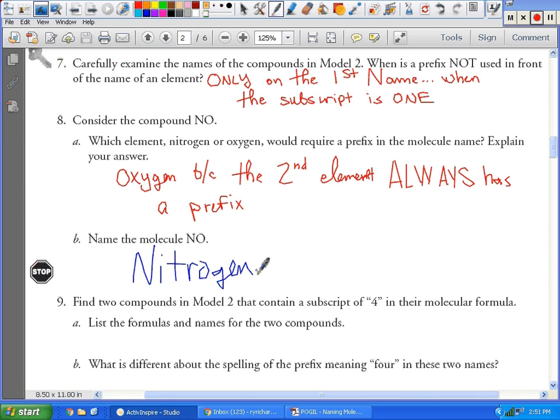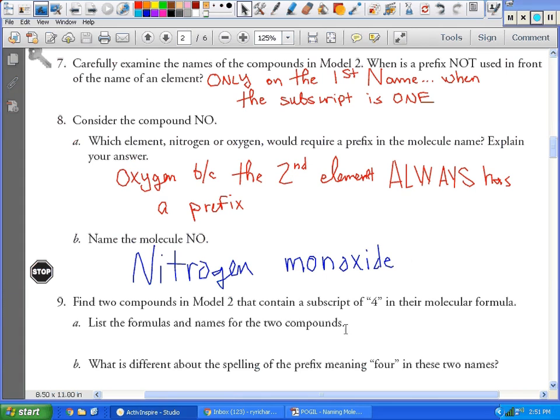Mono. Now again, we've already kind of talked about this. What do we do with that O thing? Drop it. Now the only part about this particular problem I did not like is because they have not taught you that concept yet. So that's something that we would have to kind of talk about before you did it. So this is nitrogen monoxide. Did everyone get that correct? Good. Okay.